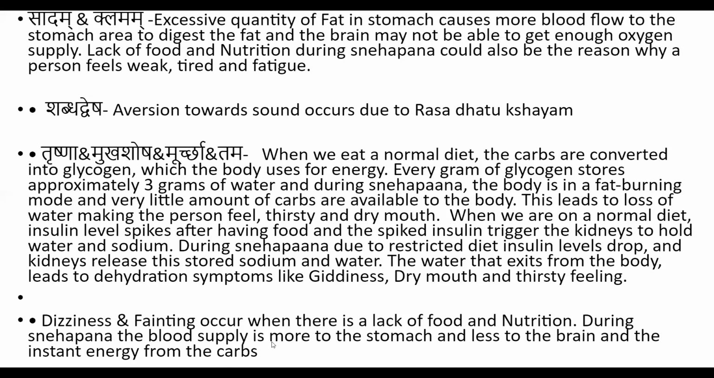Then Trishna, Mukha Shosha, and Bhrama, which we see in Atisnigdha Lakshanas. When we eat a normal diet, the carbs are converted into glycogen, which the body uses for energy. Every gram of glycogen stores approximately 3 grams of water, and during Snehapana the body is in fat burning mode and very little amount of carbs are available to the body, making the person feel thirsty and have a dry mouth. When we are on a normal diet, insulin level spikes after having food, and the spiked insulin triggers the kidneys to hold water. During Snehapana, due to the restricted diet, insulin level drops and the kidneys release this stored sodium and water. The water that exits the body leads to dehydration symptoms like giddiness, dry mouth, and thirsty feeling.